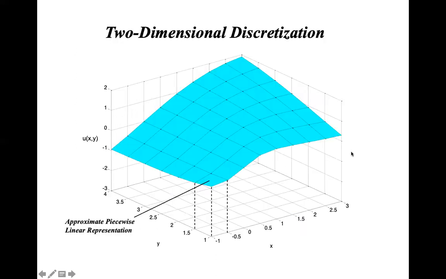Now that was for one dimension, where it was varying with respect to x. Now here we have u on the z axis, here the y axis, and here the x axis. Now u is varying with respect to x and y.